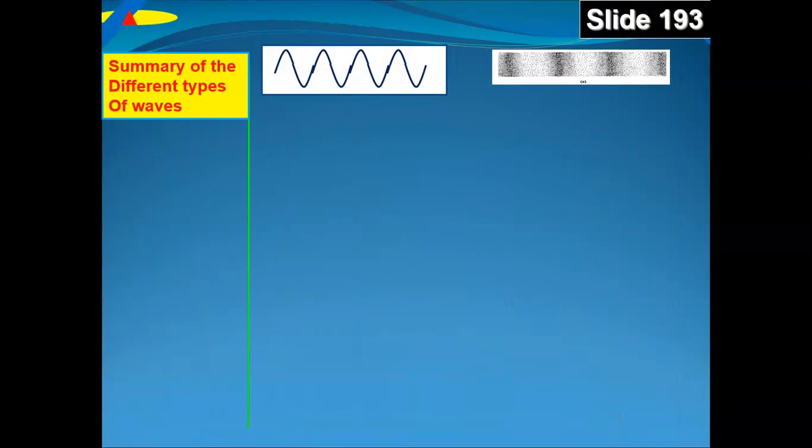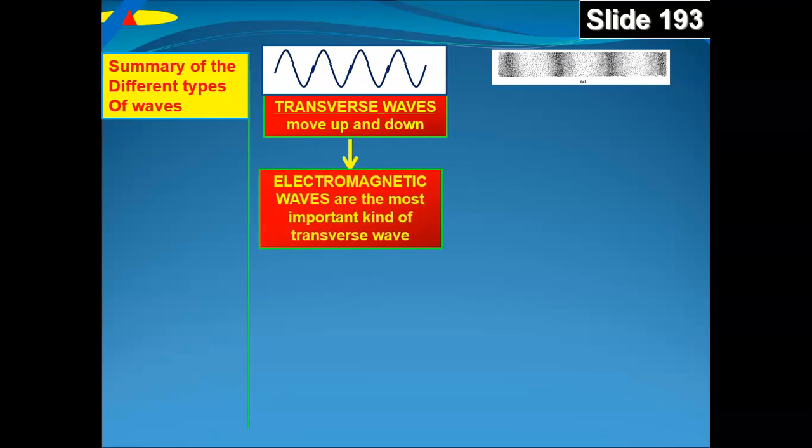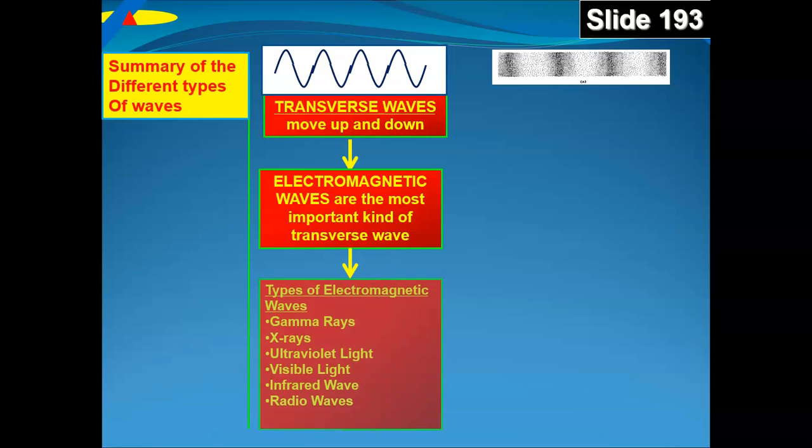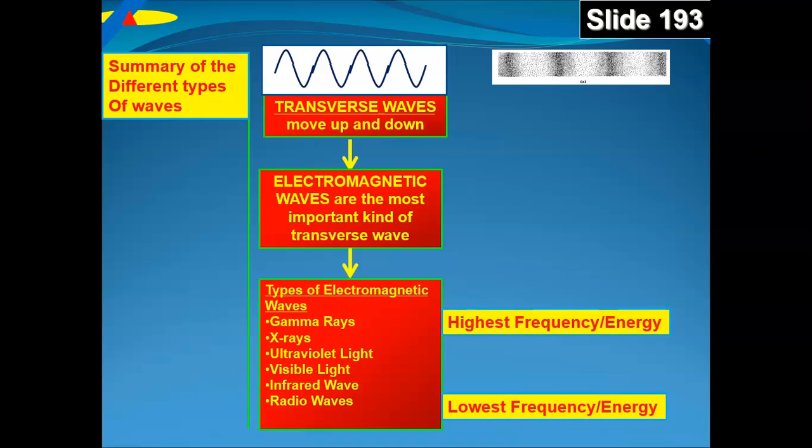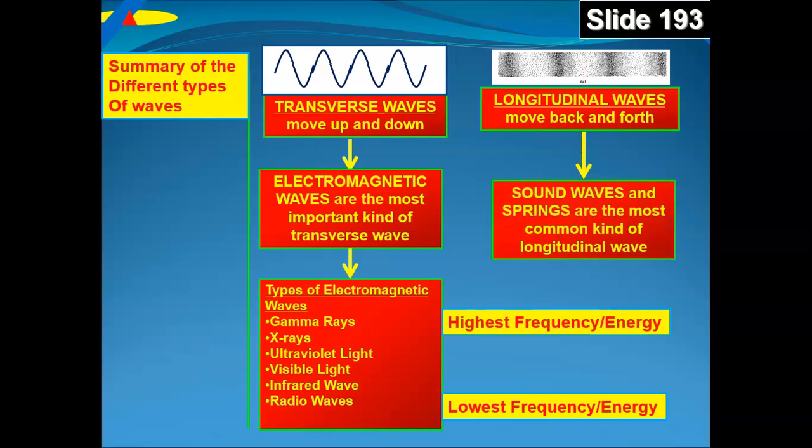So here's a summary of the different types of wave we've talked about so far in this unit. Transverse waves move up and down. Electromagnetic waves are the most important kind of transverse wave. And the 6 different types of electromagnetic waves are gamma rays, X-rays, ultraviolet light, visible light, infrared waves, radio waves. The highest frequency and energy are gamma rays. The lowest frequency and energy are radio waves. Longitudinal waves move back and forth. And sound waves and springs are the most common kind of longitudinal wave.